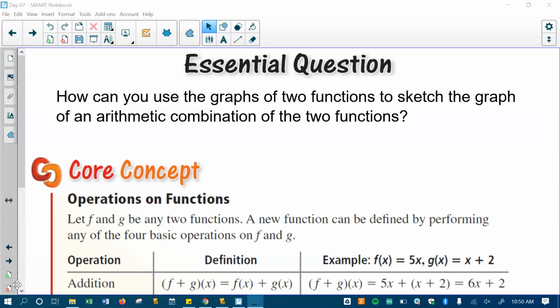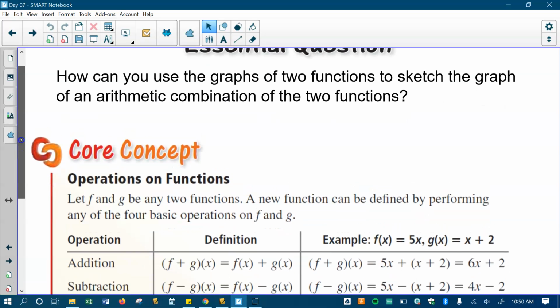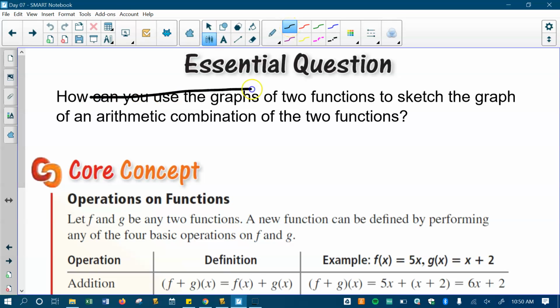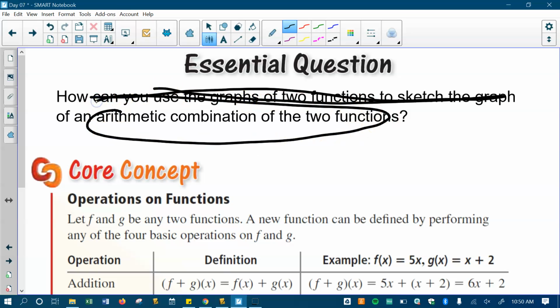Hello everybody, this video is going to be for 5.5. We are not going to be sketching a graph of an arithmetic combination of two functions, so let's go ahead and just get rid of that. We are not looking at this from a graphical perspective, but we are going to do the arithmetic combination of two functions.